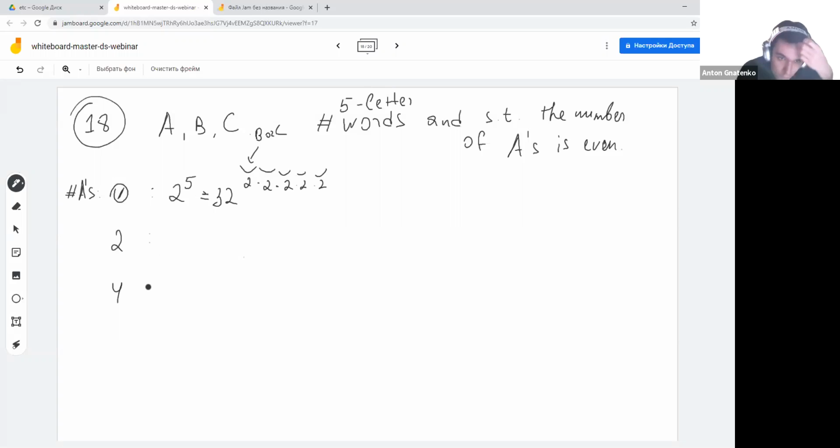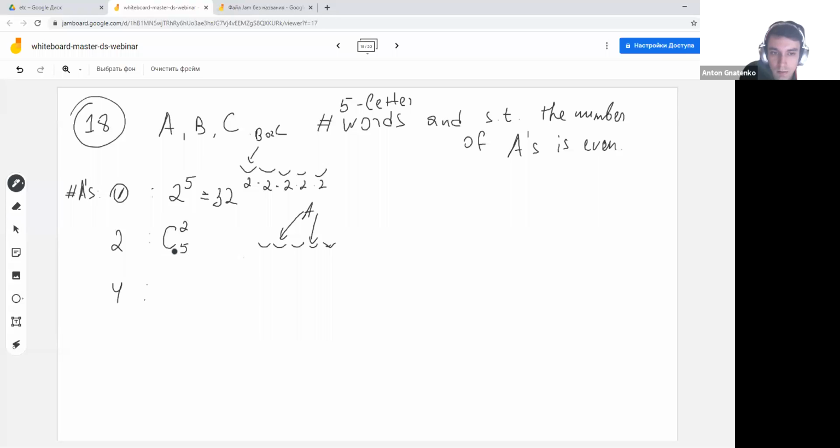Okay, let's go in order. If we have 2 letters A, then again we have 5 positions. A is on some 2 of them. So a way to construct such a word would be to choose some 2 positions, put A there, and fill the other 3 positions with B's and C's. So we first choose 2 positions out of 5.